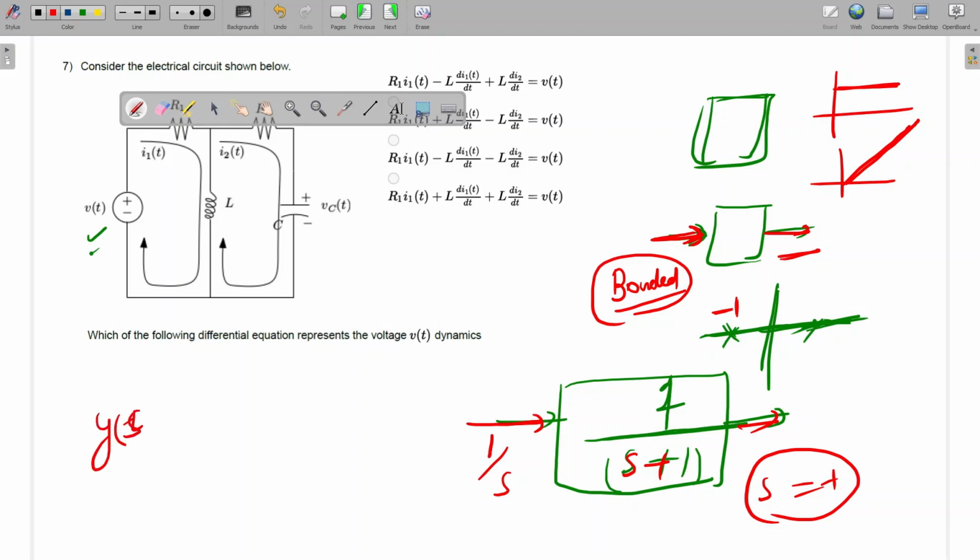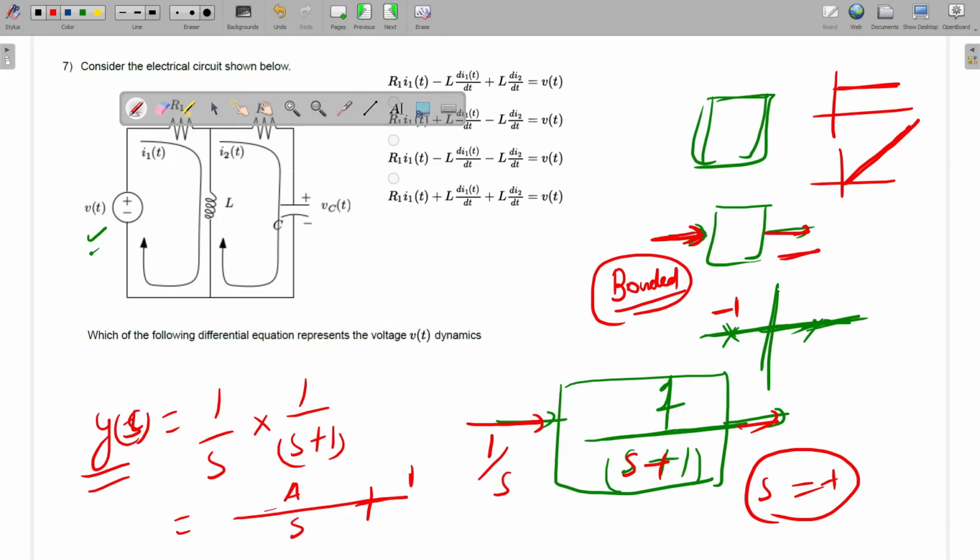The output will be Y(s) equal to 1 by s into 1 by (s plus 1). That will be the output in the s domain. If we factorize this, what will be the value? A by s plus B by s plus 1. Is it clear to all? So the first term will be a step and the second will be an exponential decay.